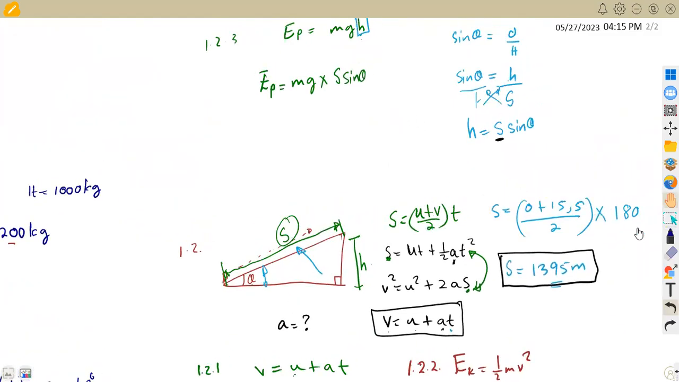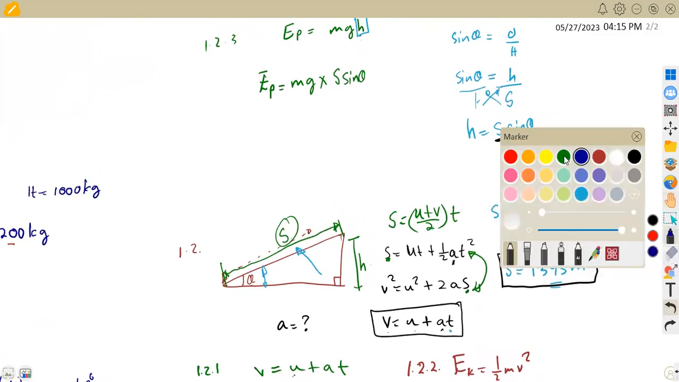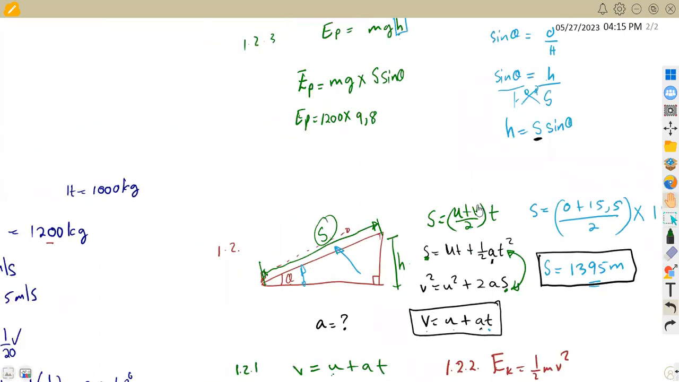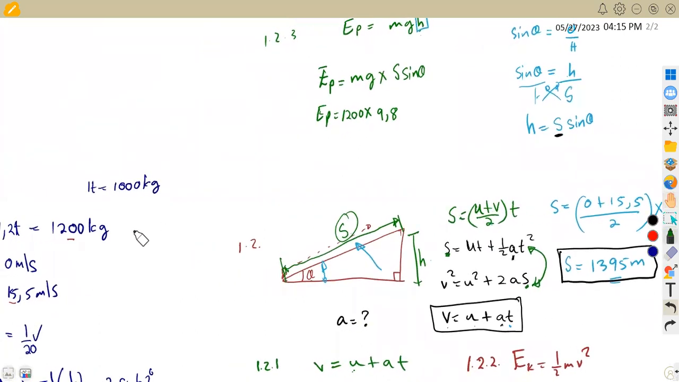The potential energy that we are having is going to be mg times s sine of theta. So we are going to have our EP as the mass. Remember, our mass was 1,200 kgs, times the gravitational acceleration that you are given as 9,8 from your formula sheet. So take the information that you're given. Sometimes they can give you 9,81. You use the one that you're given. So our mass here, so times S.